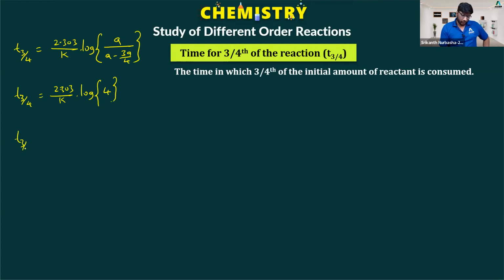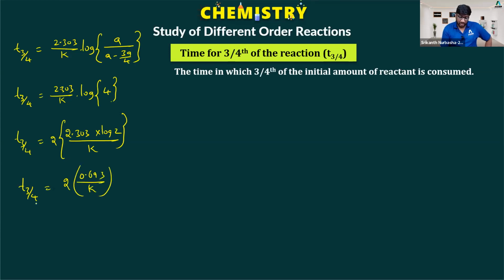So T3/4 is nothing but 2.303 times log 2 divided by K. Log 2 into 2.303 is 0.693. So T3/4 is equal to 2 times 0.693 by K. 0.693 by K is nothing but T half. So for completion of 3/4 of the reaction, we require 2 half-lives.